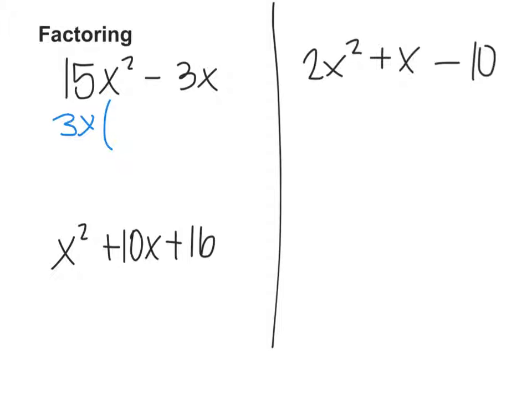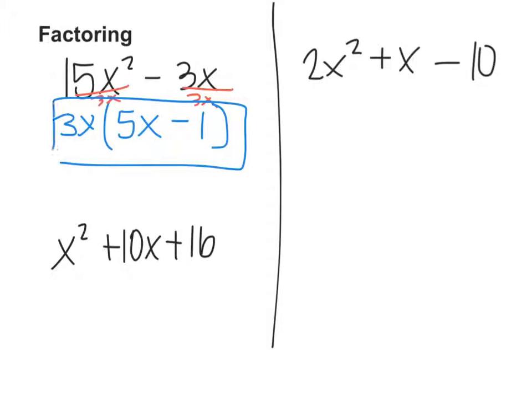So in reality, what we're really doing is dividing each of these terms by 3x. So 15x squared divided by 3x leaves me with 5x, and negative 3x over 3x leaves me with minus 1. Don't just think that that miraculously goes away and becomes a 0. We still remember x over x, 2 over 2, they all equal 1. So this is my final answer.